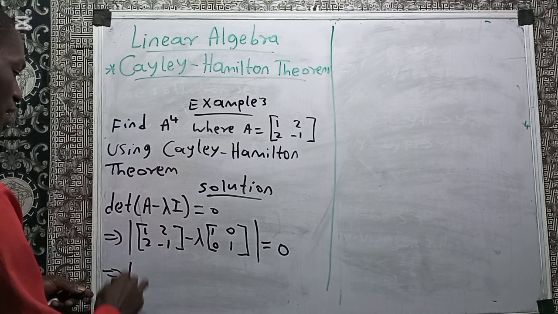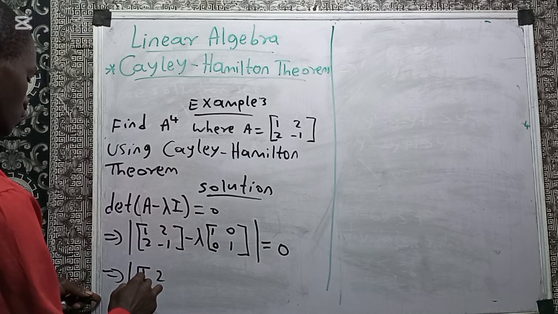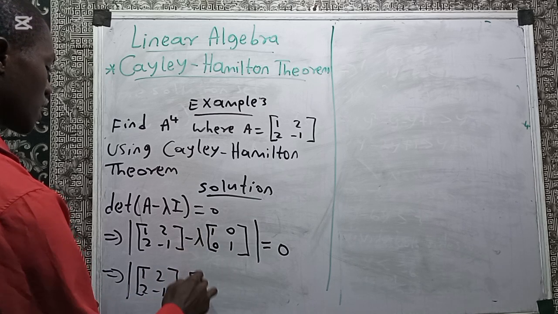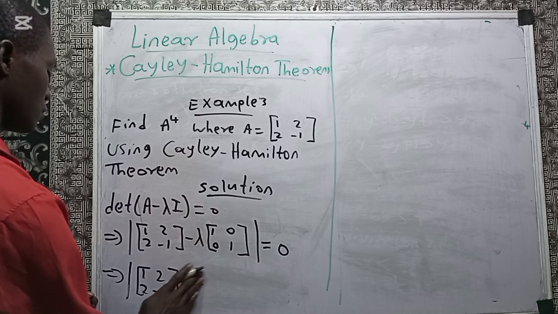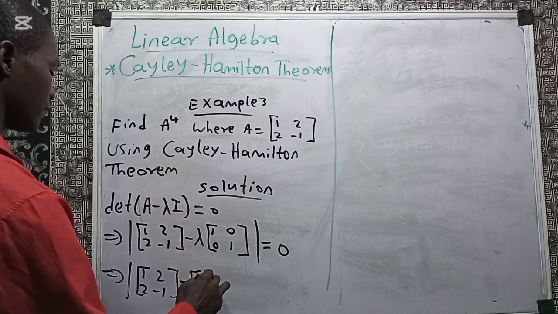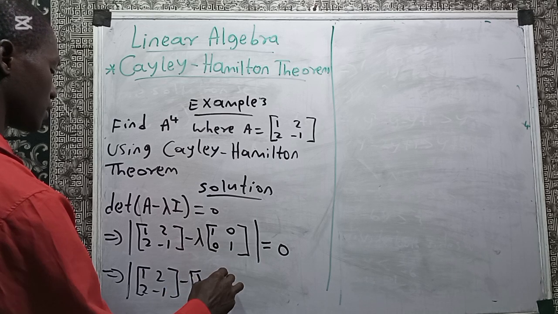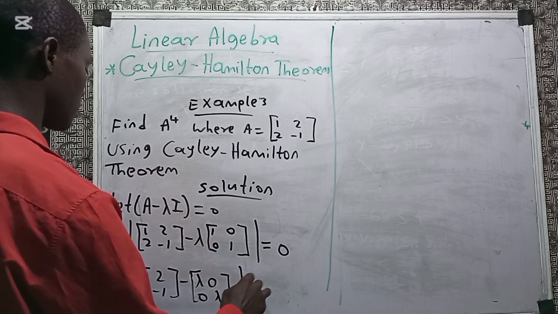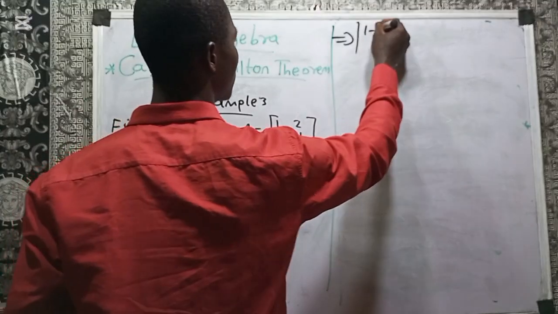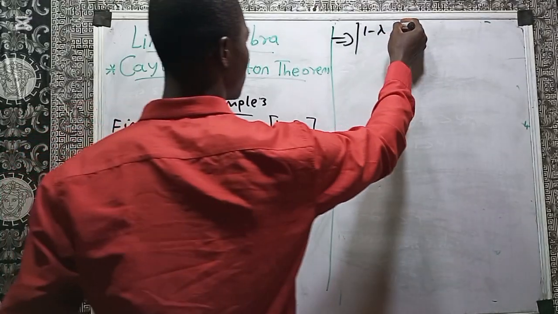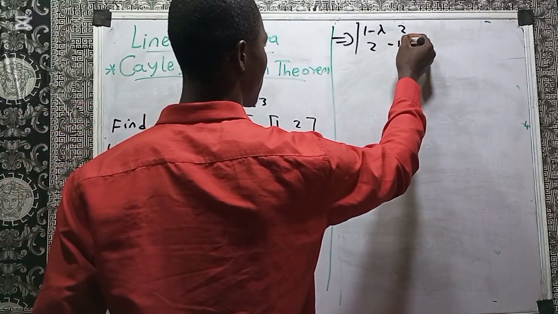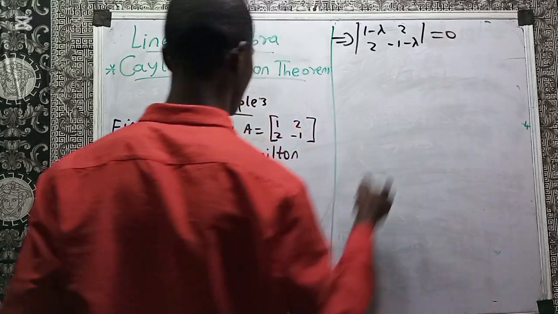So let's continue. This implies 1, 2, 2, negative 1, minus lambda times the identity. Lambda multiplied by 1, we have lambda. Lambda multiplied by 0, we have 0. Lambda multiplied by 0, 0. Lambda multiplied by 1, lambda. Then determinant equated to 0. So this implies determinant of, let's subtract, 1 minus lambda, 2 minus 0, 2, 2 minus 0, 2, negative 1 minus lambda, then determinant equated to 0.